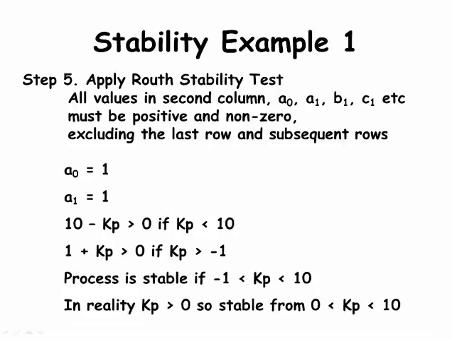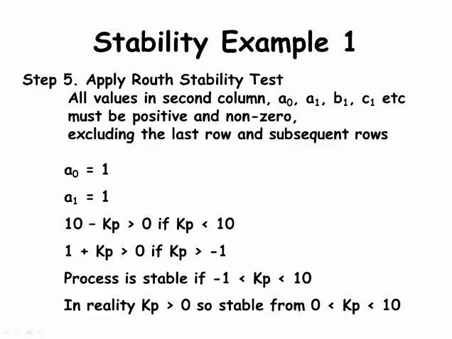For the Routh stability test to be true for this case, where we have a variable Kp, we need to look at the terms with Kp in them. Remember that the values in the first column must be positive. A0 is 1 and A1 is 1. They're both positive.